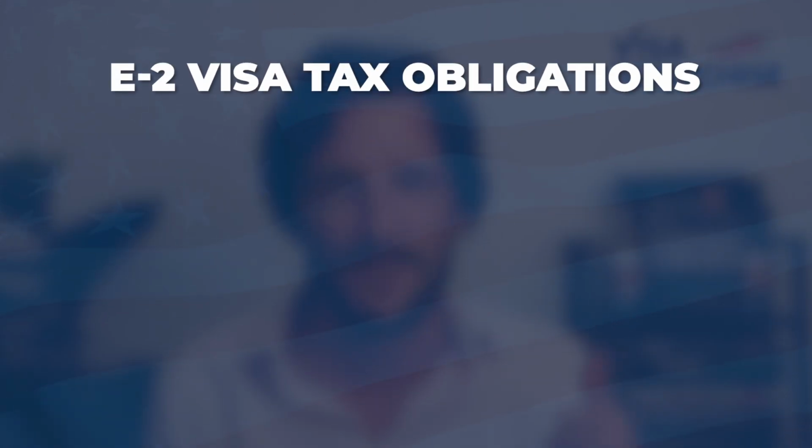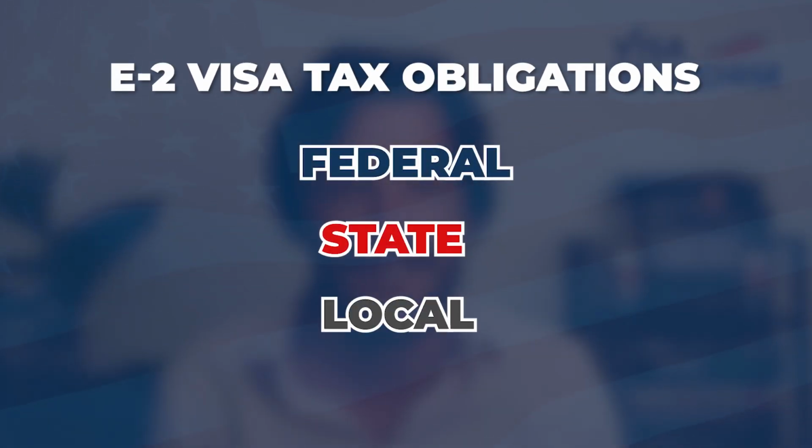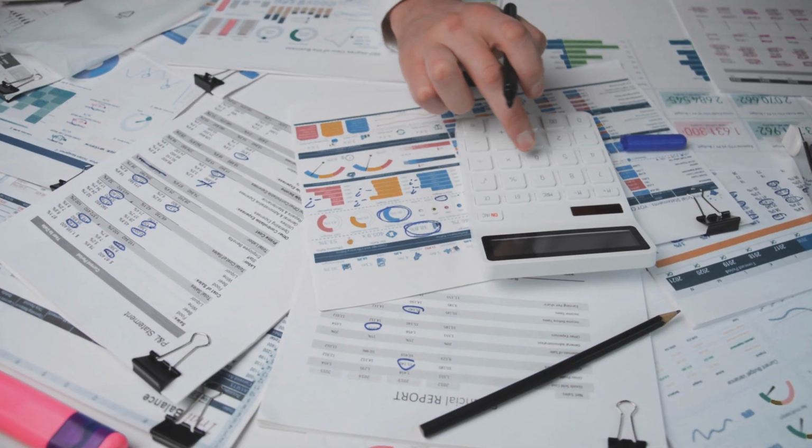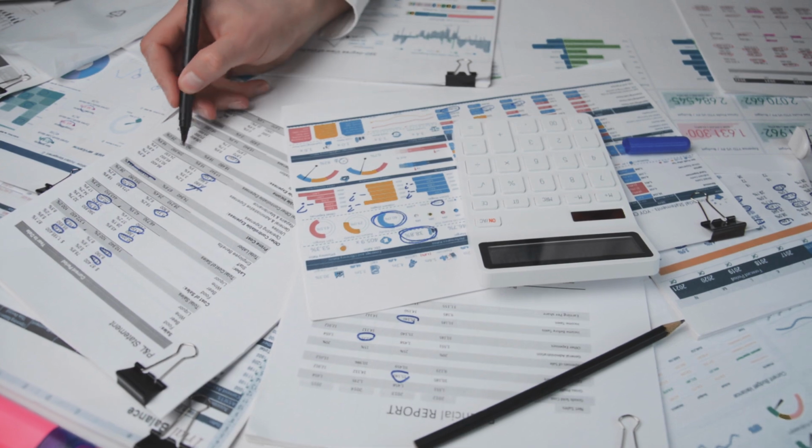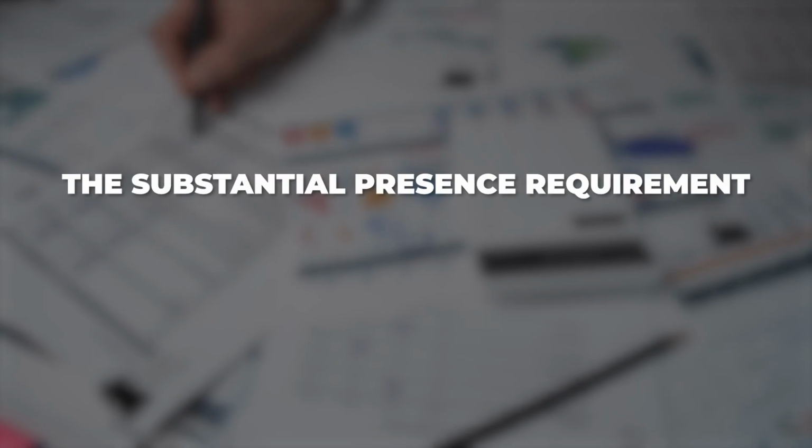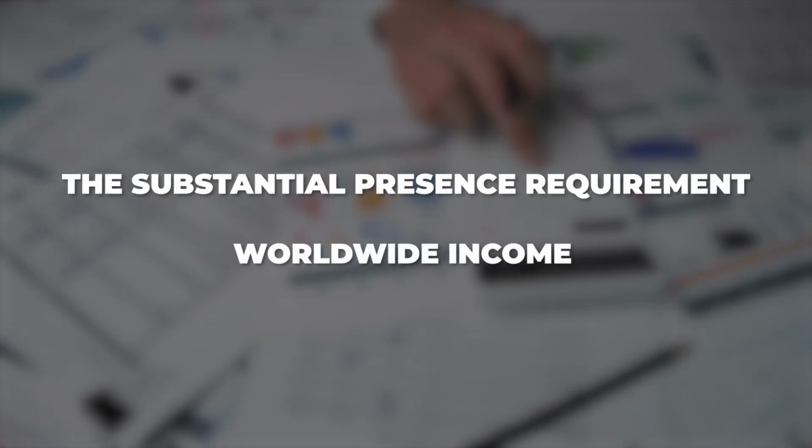So today I'm gonna dive into this topic and clear up some of the confusions that you might have, but this isn't tax advice and you definitely want to talk to a licensed accountant. So for E-2 visa holders in the US, the tax obligations are mostly going to be federal, state, and local taxes. You're typically subject to taxation on income earned within the United States, whether it's from business ventures, employment, or investments conducted on US soil. However, two key considerations significantly affecting your tax liabilities are the substantial presence test and worldwide income.